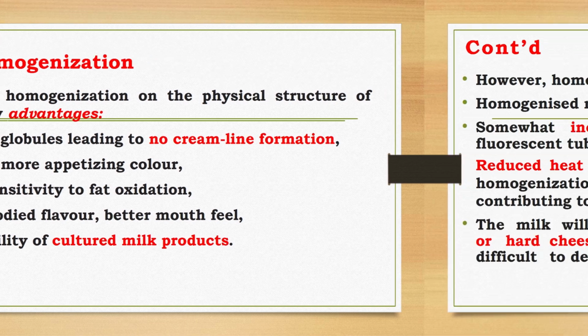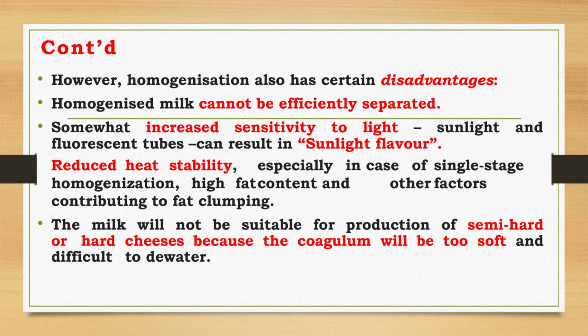However, homogenization also has certain disadvantages. Homogenized milk cannot be efficiently separated again. It becomes somewhat more sensitive to light, both sunlight and fluorescent tubes, which can result in a sunlight flavor. It can have reduced heat stability, especially with single-stage homogenization, high fat content, and other factors that contribute to fat clumping. And finally, homogenized milk is not suitable for the production of semi-hard or hard cheeses, because the coagulum will be too soft and difficult to dewater.